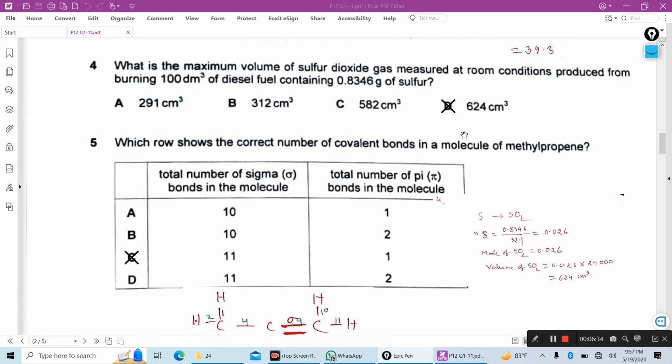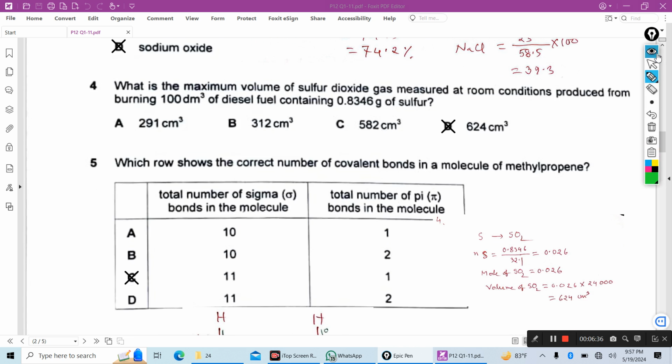Then number 4, what is the maximum volume of sulfur dioxide gas, measured at room conditions, produced from burning 100 dm cube of diesel fuel containing 0.8346 gram of sulfur? Here the sulfur mass is given. So if you calculate, you will get D is the correct answer, 624 centimeter cube. So how can you calculate?